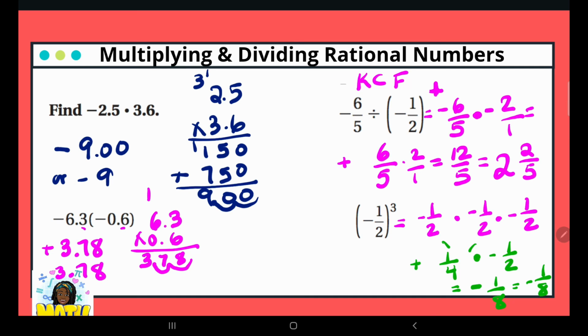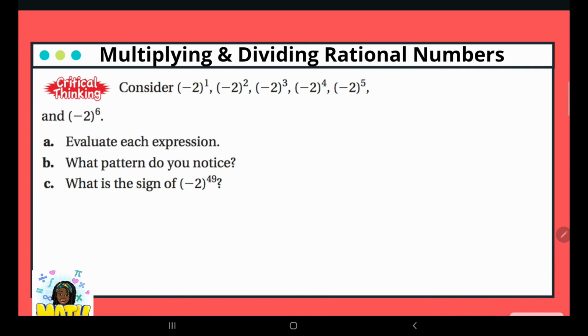Okay, and that's because here I have 3 negatives that are being multiplied. So what we can actually conclude from that problem is if I have an odd number of negatives, then my answer will end up being negative. So let's take a look at that concept further.